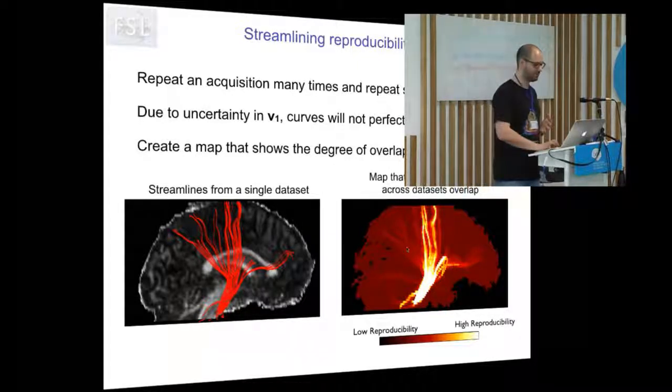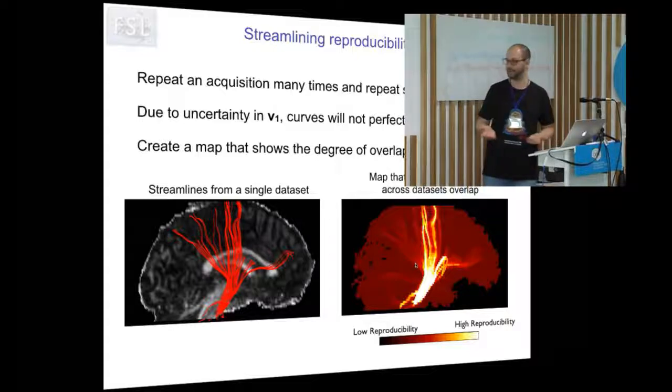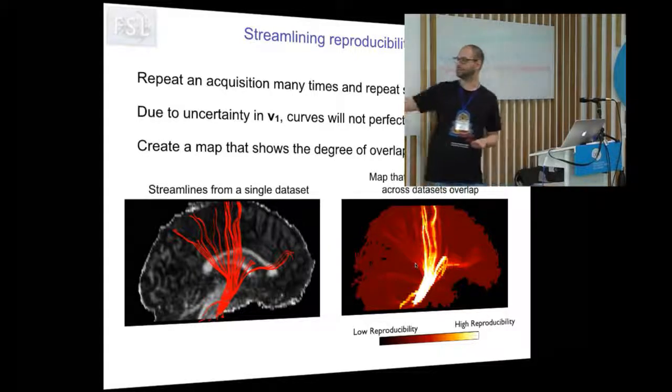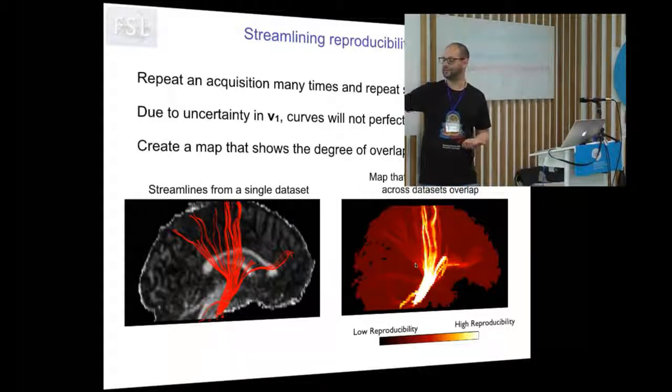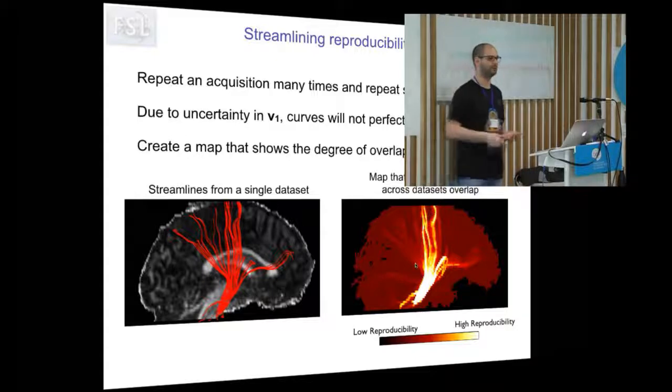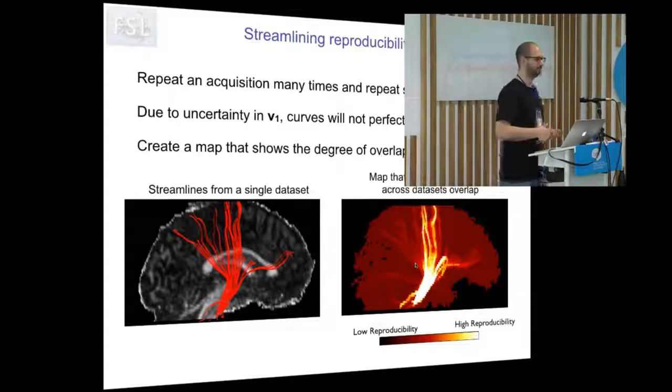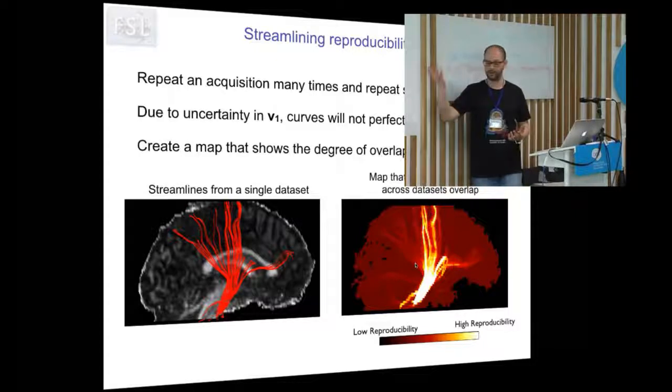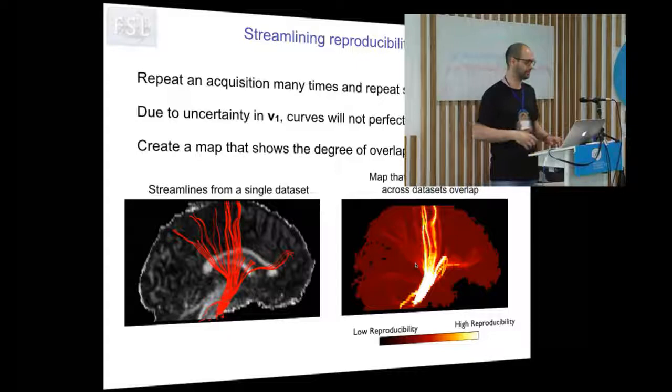Well, actually, if I repeat the experiment hundreds of times, I see that I'm really sure that given the seed region, I will probably terminate somewhere here, but I'm very unlikely to project to the front or to the posterior part of the brain, right? So here we go back to this idea of uncertainty, and in this case of reproducibility, and producing a low and high reproducibility map.